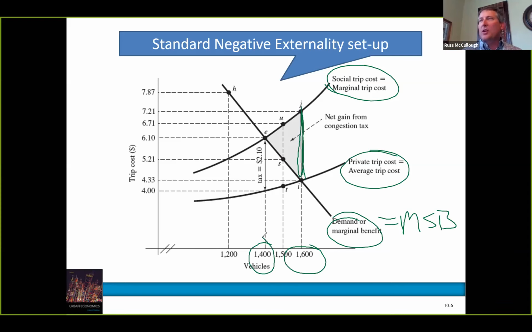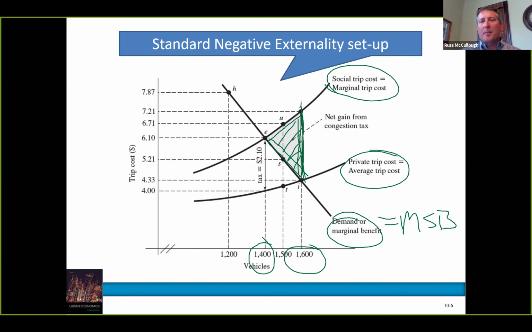Go to the chat box. What is this shaded area here? I'll even put extra shading. Yes, deadweight loss. Good, Jana and JC. So deadweight loss is there.